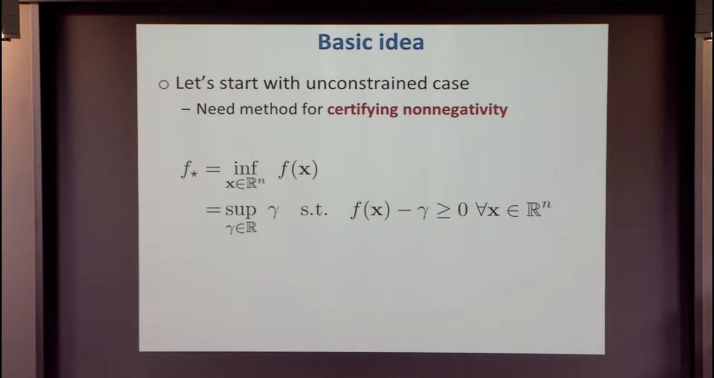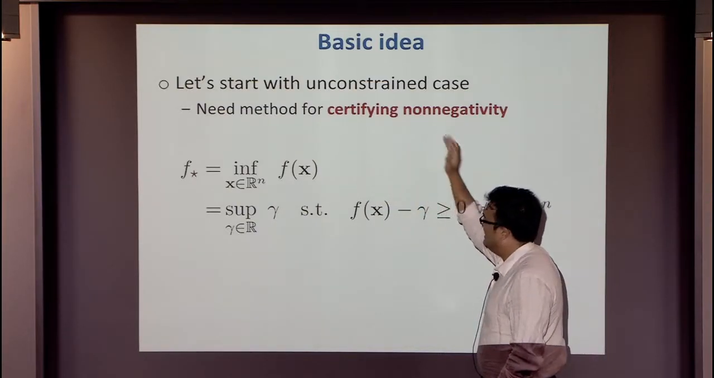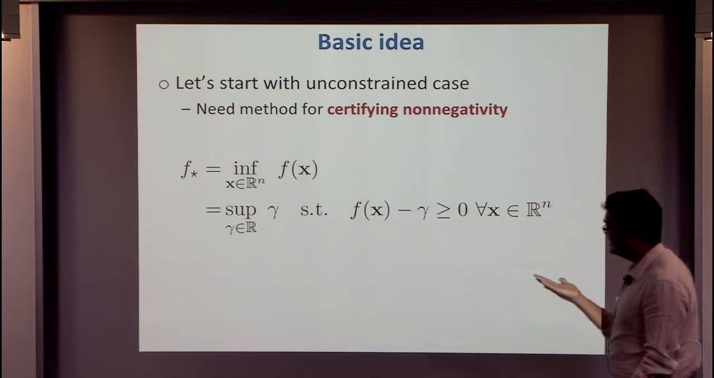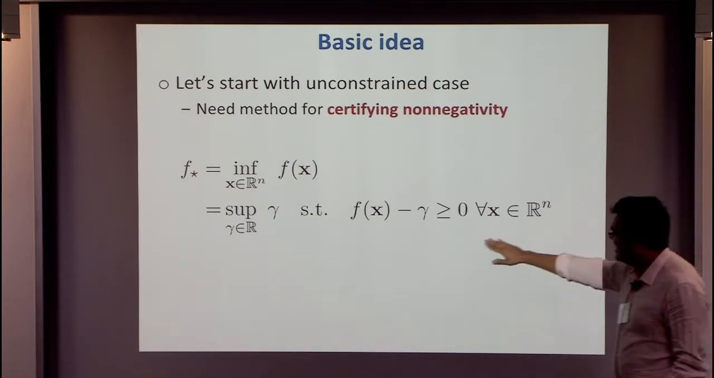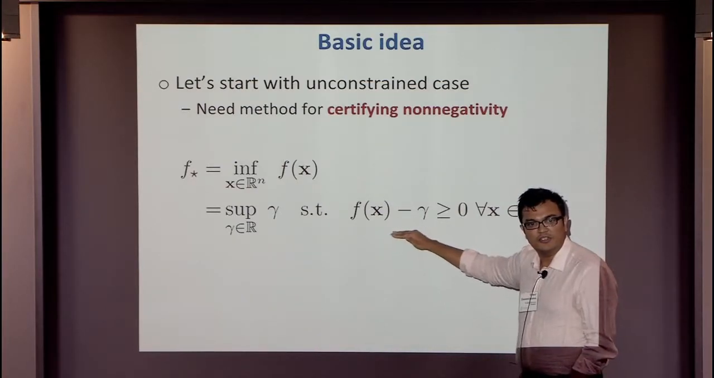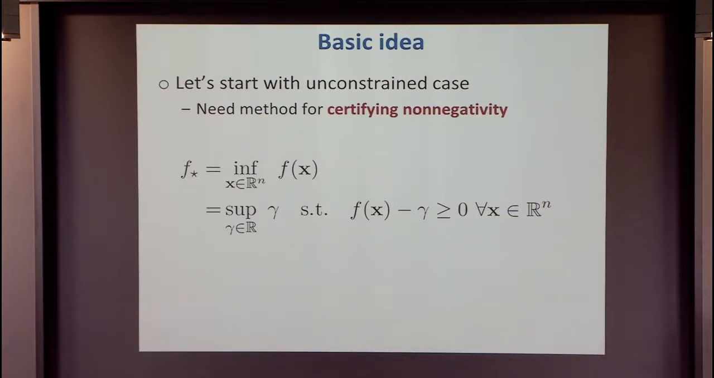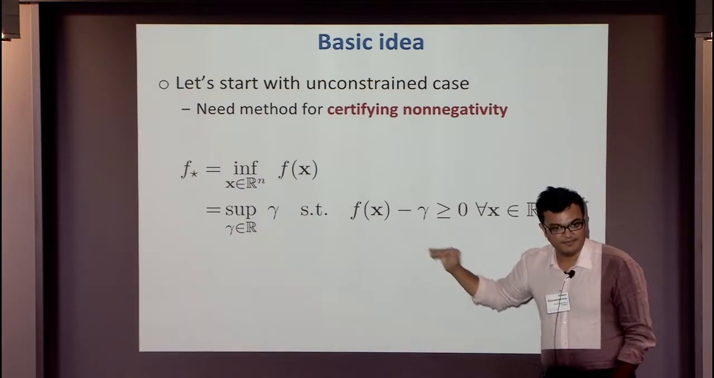Okay, so the basic idea with all these sorts of things is that when you want to minimize a function in the unconstrained case, you can also talk about maximizing lower bounds on that function. And effectively, based on this reasoning, you get to the idea that you need some interesting mechanism, some framework, to be able to certify non-negativity. This is true for any function, of course, but I'm specifically interested now in certifying non-negativity of signomials.